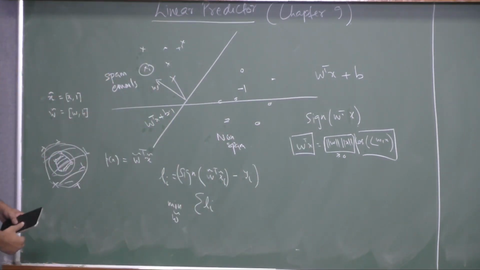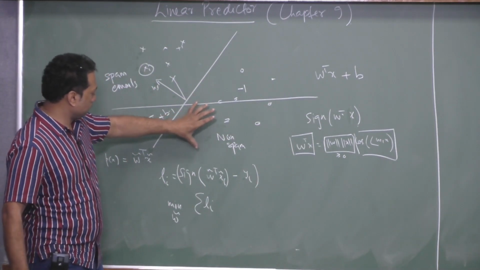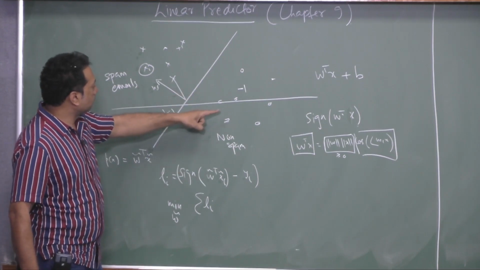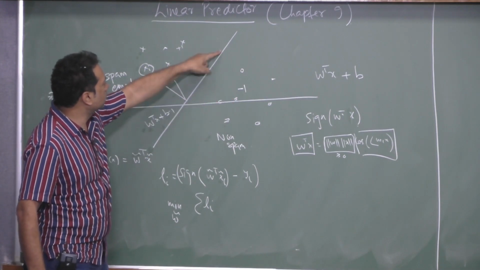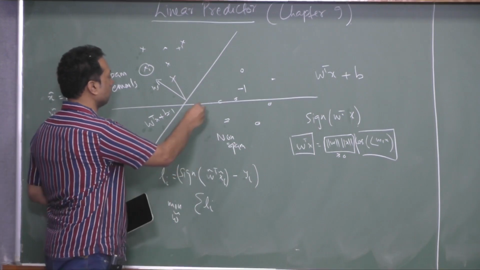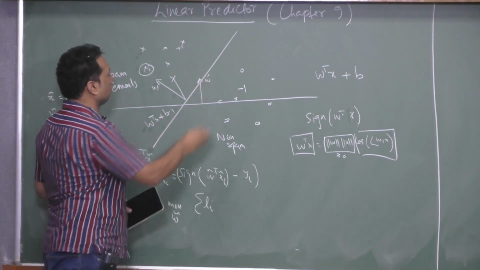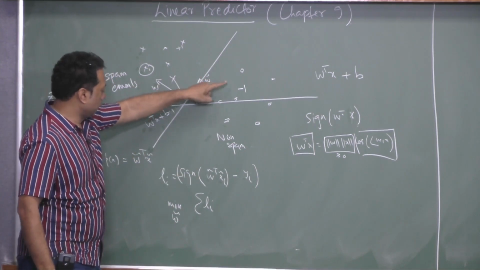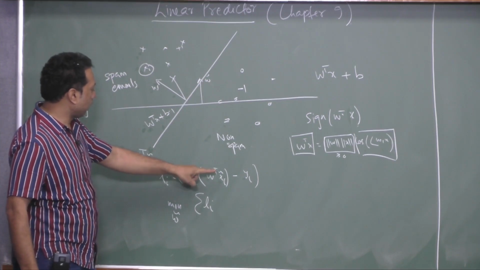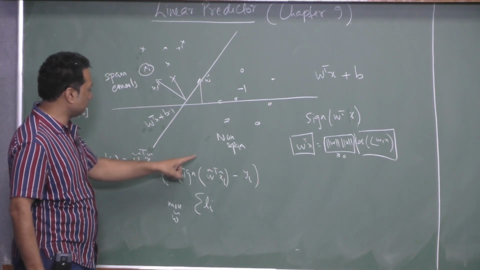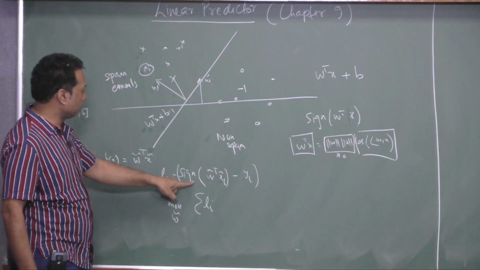Since your plane is like this, your loss will make a lot of errors, because it's misclassifying these guys as positive, because your W tilde is now pointing this way. So certainly it's making a high loss. So this as a function of W is high.